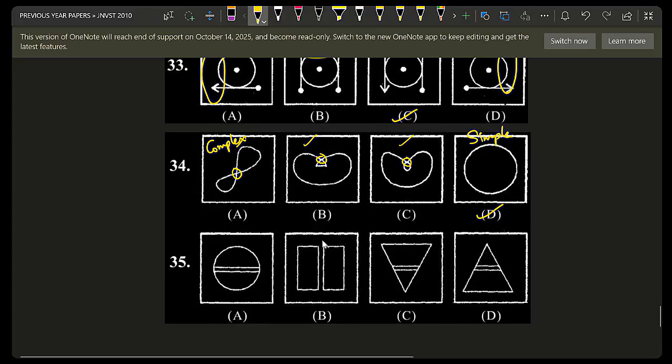35. In figures A, C and D, there are two parallel lines drawn horizontally, but in figure B they are vertical. So you can see these two lines, this one and this one, are horizontal, horizontal, horizontal, but these two lines are vertical. So option B is the odd one out.